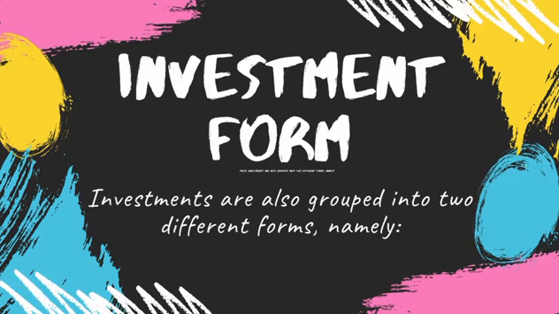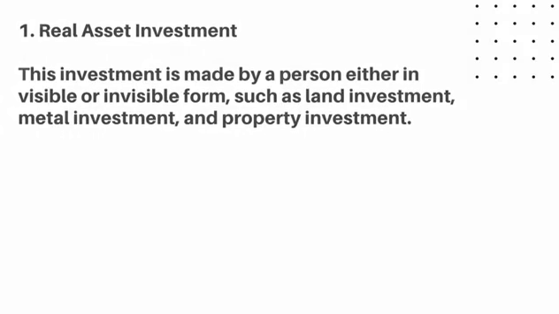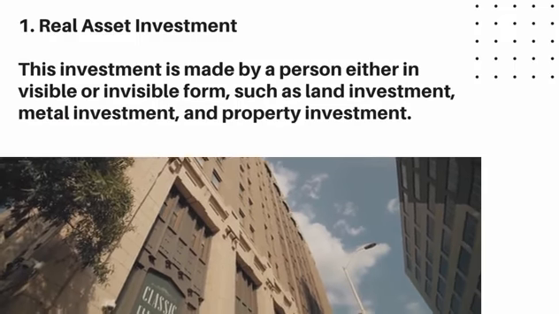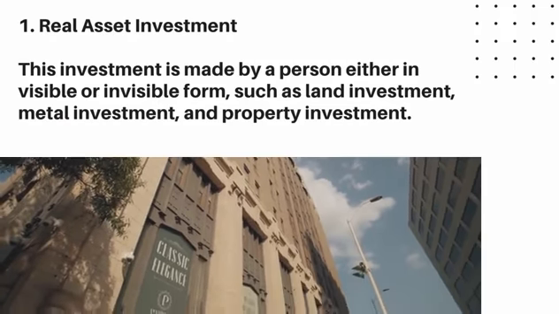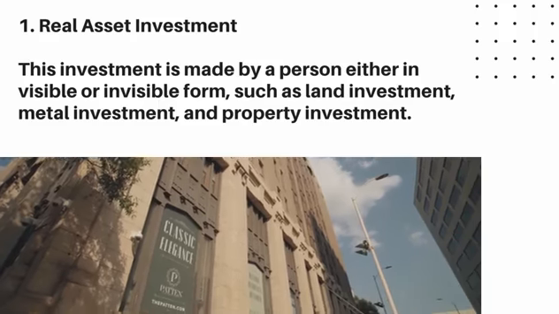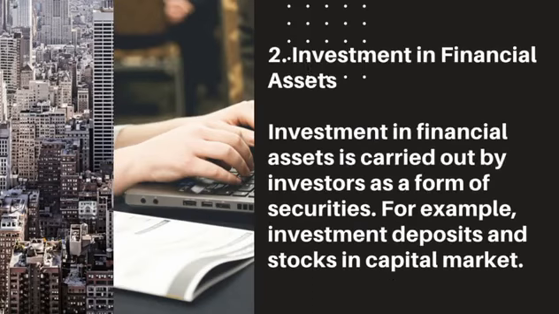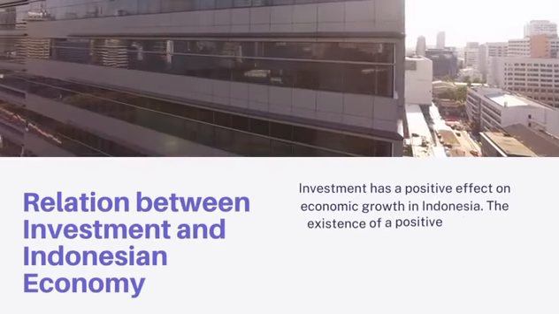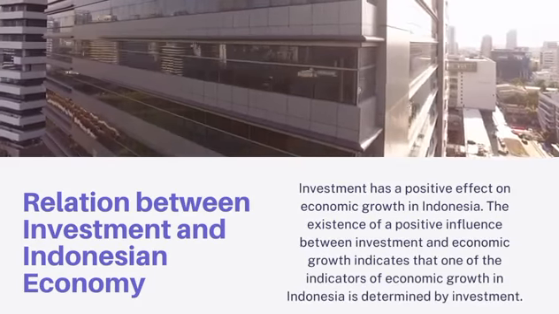Investments are also grouped into two different forms. The first is real asset investment. This investment is made by a person in either visible or invisible form, such as land investment, metal investment, and property investment. And the second is investment in financial assets. Investment in financial assets is carried out by an investor in the form of securities, for example investment deposits and stock in the capital market. And the relation between investment and the Indonesian economy.